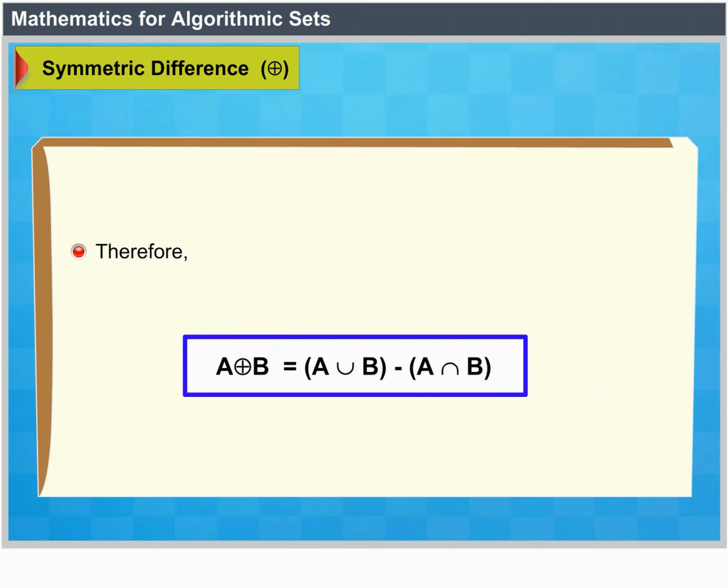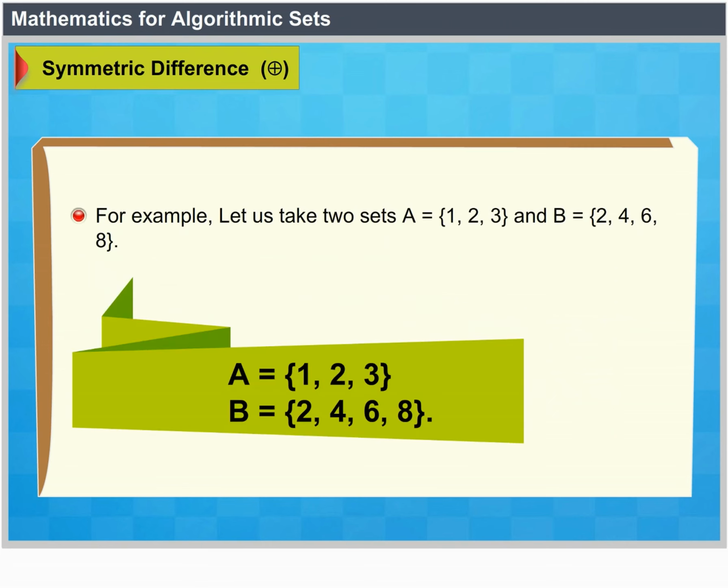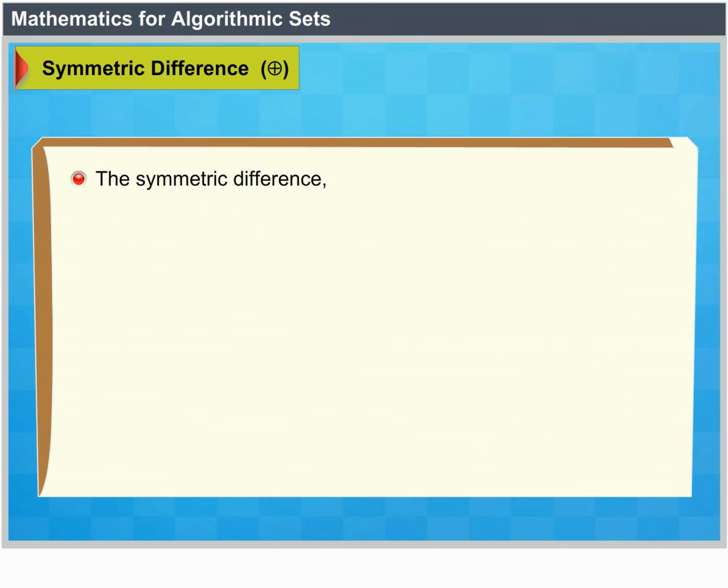For example, let us take two sets A and B. Set A contains 1, 2 and 3 and set B contains 2, 4, 6 and 8. The symmetric difference A ⊕ B is equal to {1, 3, 4, 6 and 8}.